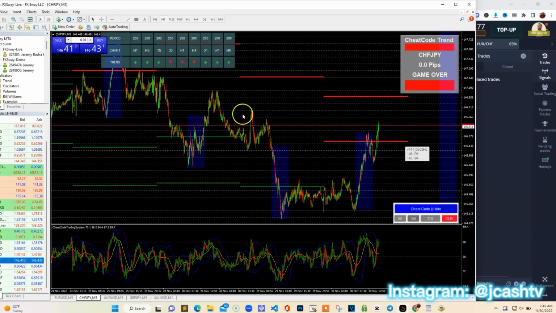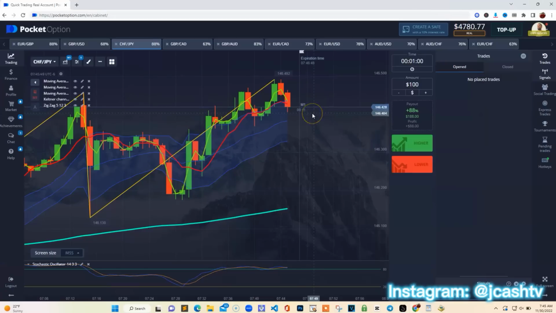Sometimes it may go through it and then start a new trend. But for the most part, these are the levels where we usually get a turnaround. You know what I'm saying? So let me move over here and give you guys some insight.